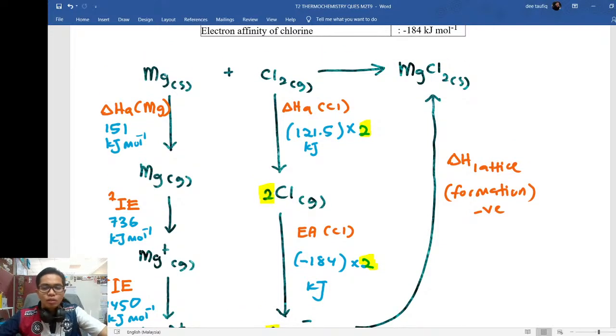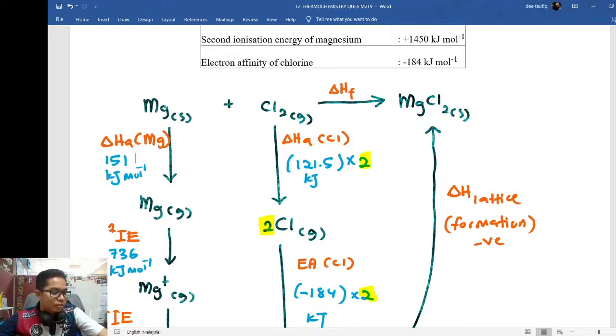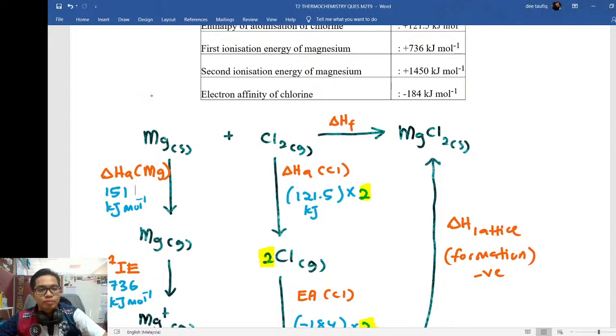Oh, lagi satu saya tak label yang ni. Ini adalah delta Hf, formation. Apa dia nilai? Formation mana atas sekali? Negatif 645 kilojoule per mole. This one we need to find out. Calculate.